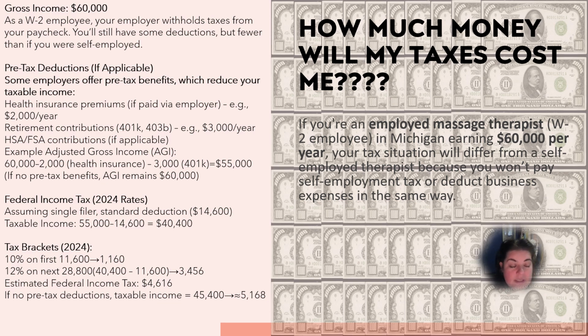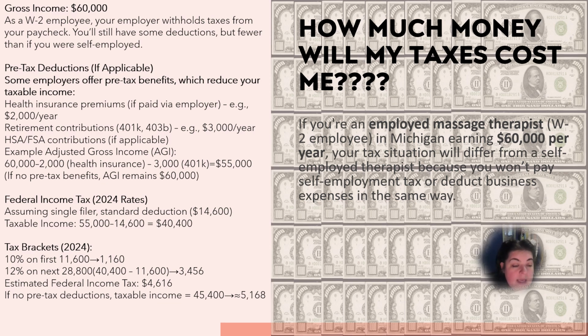So we take 14,600, which was last year's rate, and we apply it against the 55,000. So now our net income that we're looking at is $40,400 that we are going to be taxed against. All right. Now, the tax bracket again is 10% on the first 11,600 and 12% for the next 28,800. So we can expect to pay $4,616 in federal income tax.